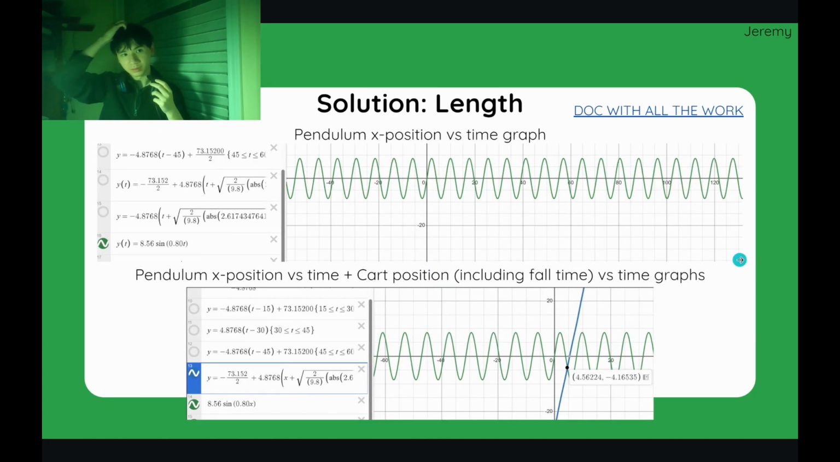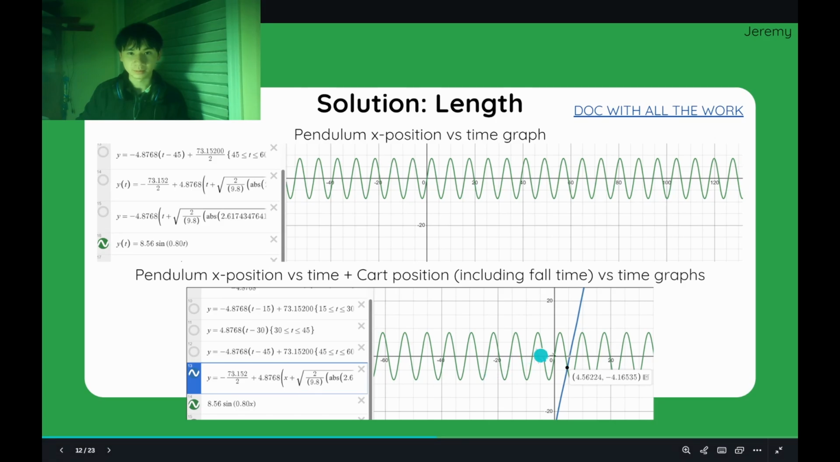Alright, so with our solution of length, we had to change it to that position versus time graph where you have to calculate x max and angular frequency and everything, right? So this is what we got for our position versus time graph. 8.56 meters was our maximum x difference. And then our frequency was 0.8 radians per second. And then this bottom graph shows the pendulum x position and the cart position, including the fall time.